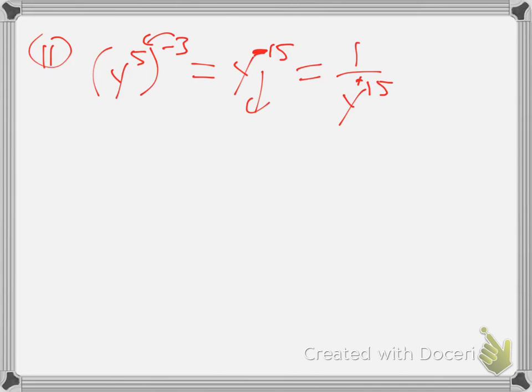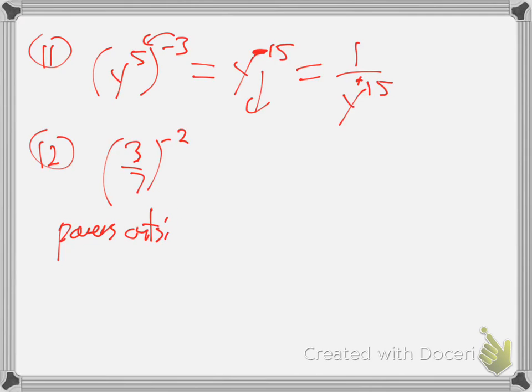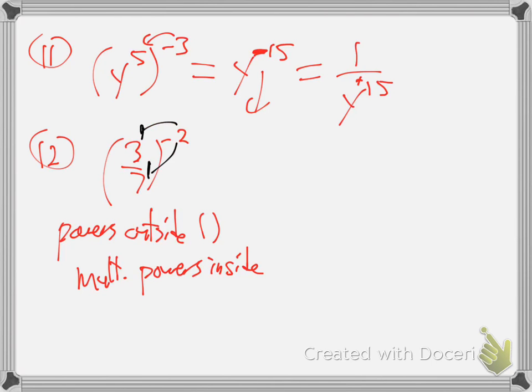All right. Let's go to number 12. 3 over 7 to the negative 2. Here we go again. Powers outside parentheses multiply. Powers inside, powers with powers. So that minus 2 is not going to multiply the 3 and the 7. It's going to multiply the invisible 1 powers on the 3 and the 7, right? Powers with powers. So what do we got? 3 to the minus 2 over 7 to the minus 2.